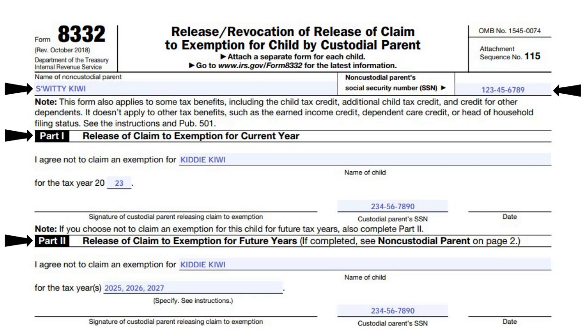What about part two? Part two is actually about the release of claim to exemption for future years. Here also the process is still similar. You put, for instance, I agree not to claim an exemption for this child for the tax years, and you have to specify the tax years. We have to have the signature of the custodial parent releasing claim to exemption, the social security number, as well as the date. So again, everything is clear in the eyes of the IRS, and everything is clear in the eyes of the parent actually releasing custody.